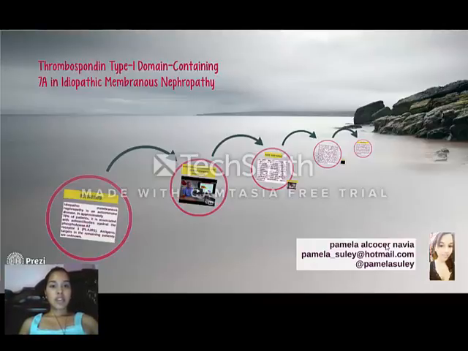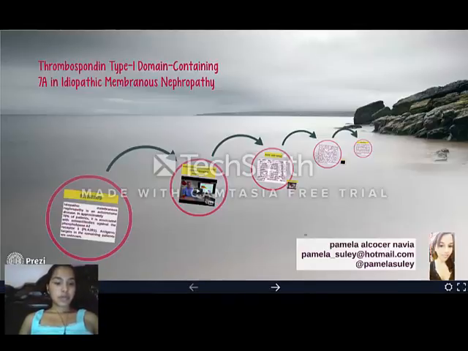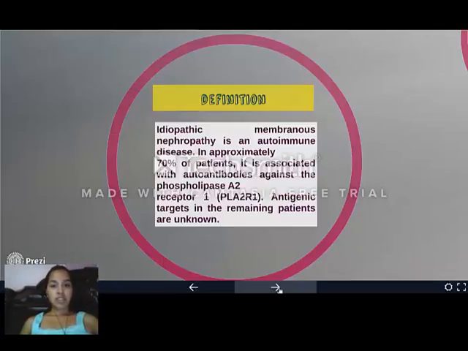Thrombospondin type 1 domain containing 7A in idiopathic membranous nephropathy. Definition: idiopathic membranous nephropathy is an autoimmune disease. In approximately 70% of patients, it is associated with autoantibody against the phospholipase A2 receptor 1. Antigenic targets in the remaining patients are unknown.